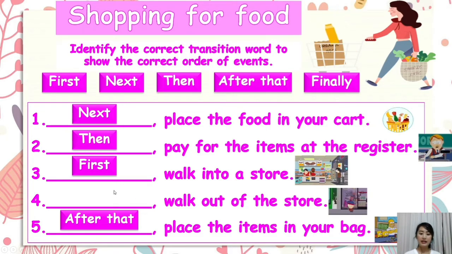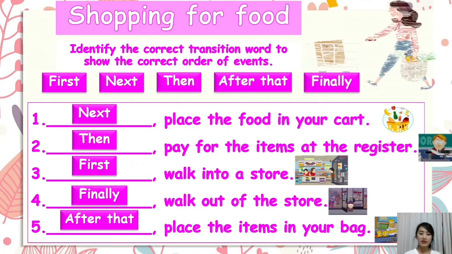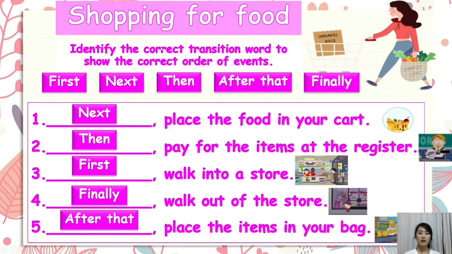And lastly, finally, walk out of a store. So these are the steps that you have to do when you go shopping for food. And these are the different transition words that you need to use to show the sequence of events or steps.